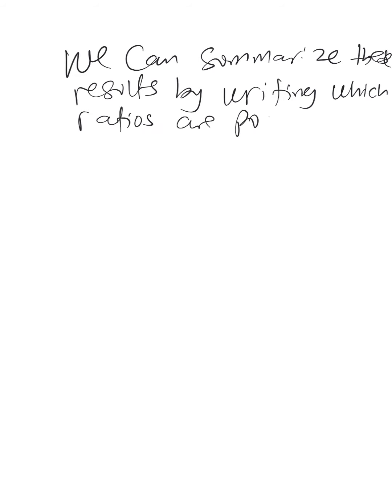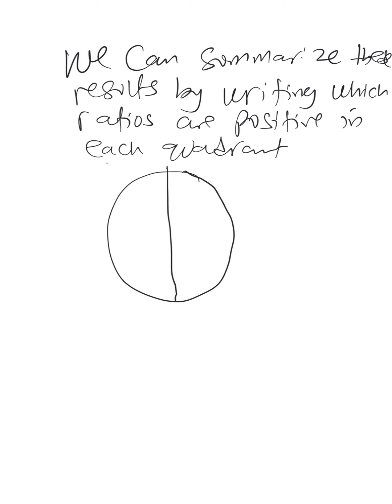Okay, so let's write something here. We can summarize these results by writing which ratios are positive in each quadrant. Okay, we have seen that. Let me draw a small circle here and then divide it into quadrants.